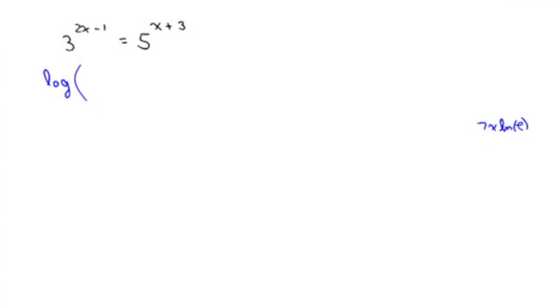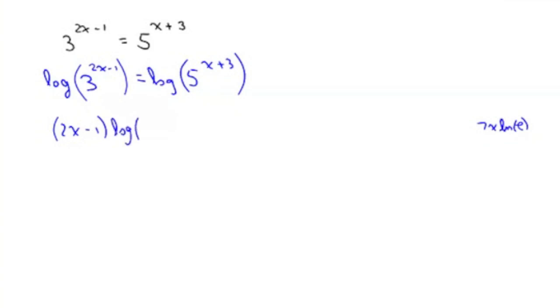Alright. But here we're kind of stuck. ln, log, nothing happens special. So it's log of this equal to log of this. And that's just the beginning. Throw the powers out front. Be careful with the powers though. When I write 2x minus 1, you have to keep them in parentheses. So this is going to be 2x minus 1 times log of 3 is equal to x plus 3 times log of 5.